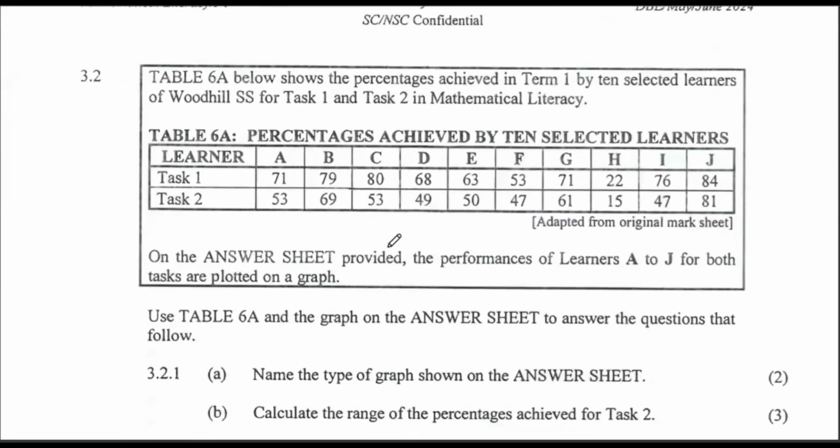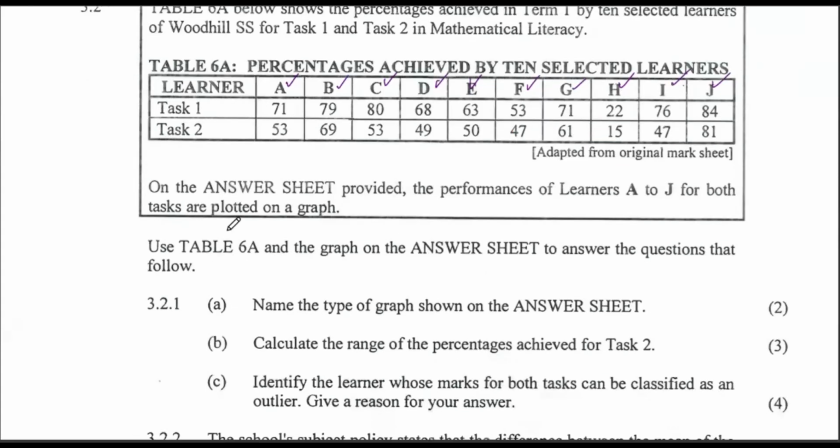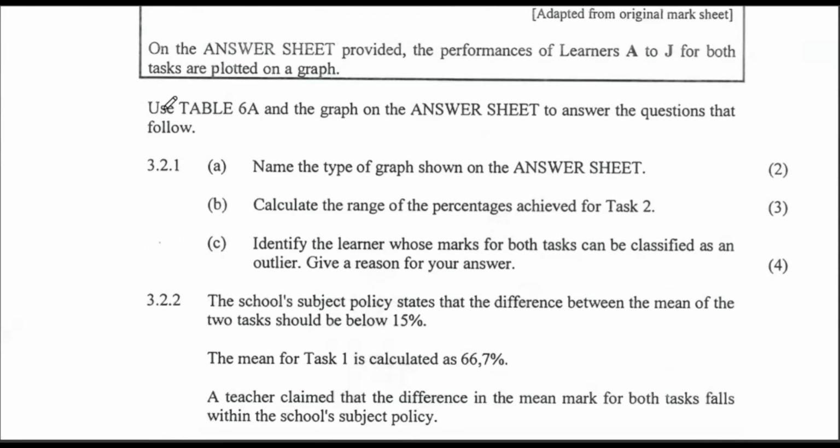3.2, still we are looking at data handling. Table 6A below shows the percentages achieved in term 1 by 10 selected learners of Woodhill SS for task 1 and task 2 in mathematical literacy. So learners are given alphabets here. We have A, B, C, D, E, F, G, H, I, J. These are the 10 learners that we're looking at. On the answer sheet provided, the performance of learner A to J for both tasks are plotted on the graph. Use table 6A and the graph on the answer sheet to answer the questions that follow.